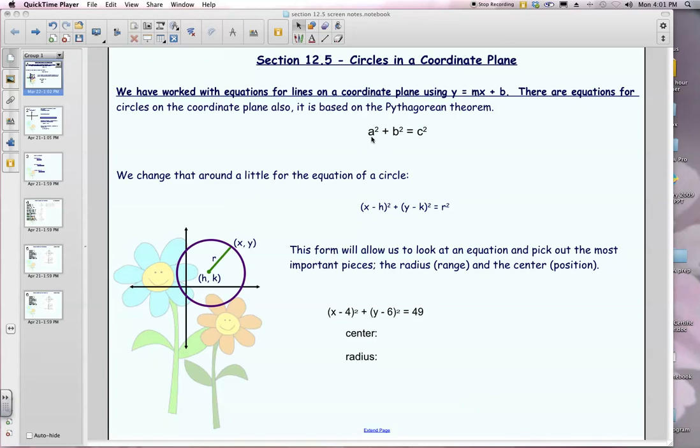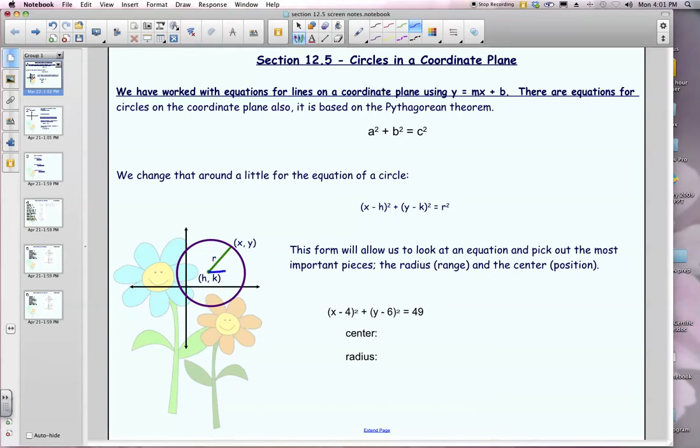The reason it's based on the Pythagorean theorem is because the most important pieces of a circle are the center and the radius. And if you look at the center and the radius, you can draw in a right triangle, where the radius becomes the hypotenuse. So you can see that this is the equation of a circle, and I'll tell you what the coordinates mean in a minute, but you can see that it's a value squared plus another value squared equals the radius squared. And that's because the radius is your hypotenuse when you're looking at the problem in this respect.